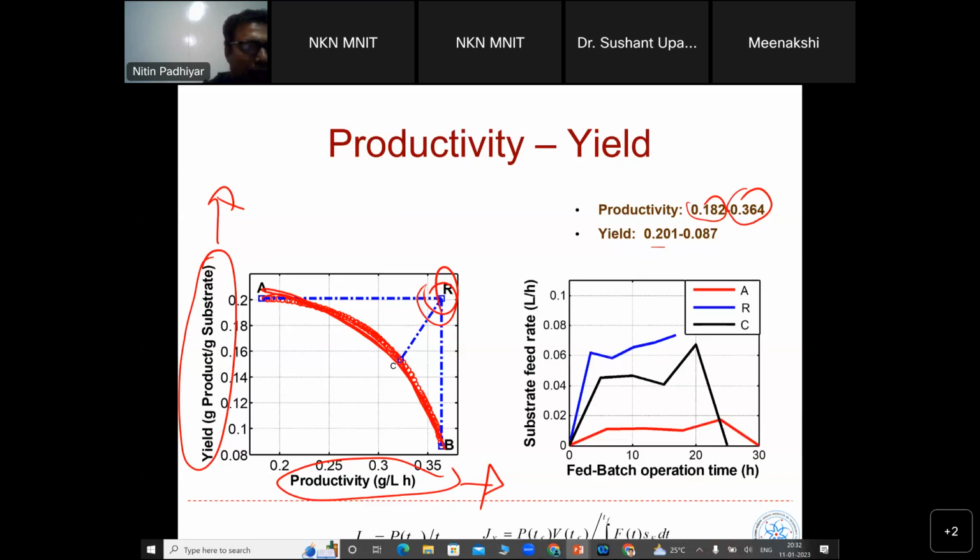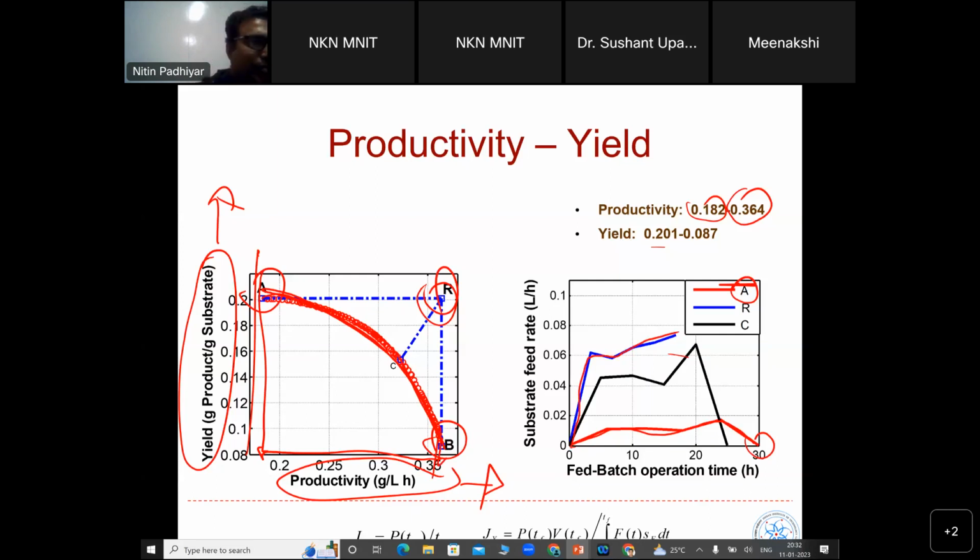This is one of the summaries: if I want, let's say, point A, which is maximum yield, for maximum yield I get minimum productivity. This is the compromise. For that, the substrate that I feed is in this fashion, this red color curve with time. So you have to operate for 30 minutes, and you have to add it like this, very slowly. But if you want point B in the reactor, that means maximum productivity, then you add very fast. This is the blue color line. This solution we get by solving the dynamic multi-objective optimization problem.